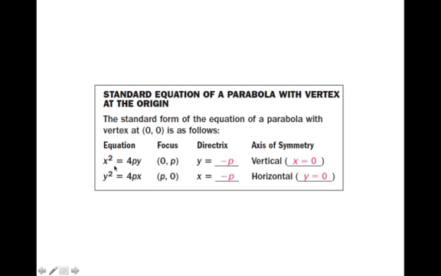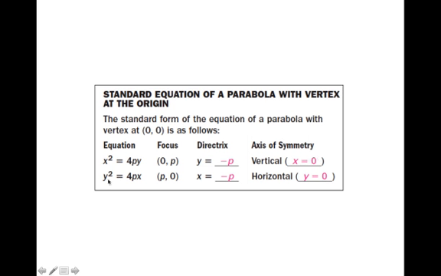Okay, so the standard equation of a parabola when the vertex is at 0, 0 is going to be written as x squared equals 4py. Your focus will always be at (0, p). The directrix will always be the horizontal line y equals negative p. Your axis of symmetry is vertical, and it's the line x equals 0, which is actually your y-axis.